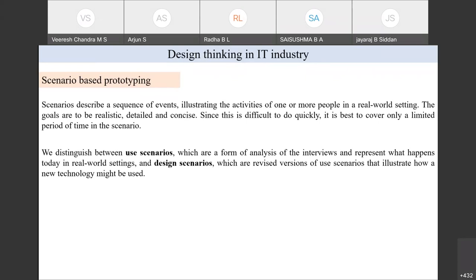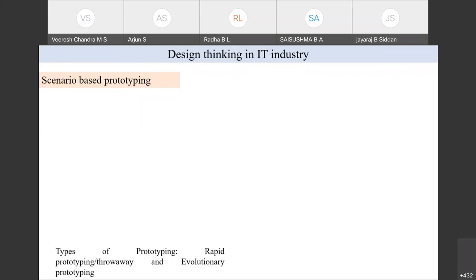See, he is playing a straight cut. He is playing a square cut. He is the batsman, okay? And the bowler is bowling, let us say, off spin, leg spin, whatever it is. So this is the use scenario which we have in our real world. But design scenarios are how exactly the new technology should be. It is the revised version of use scenarios.